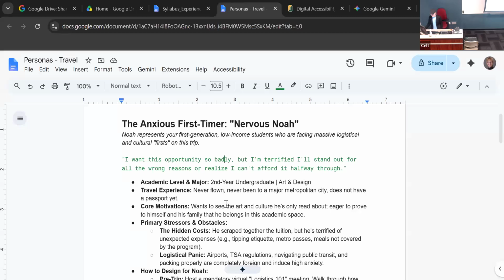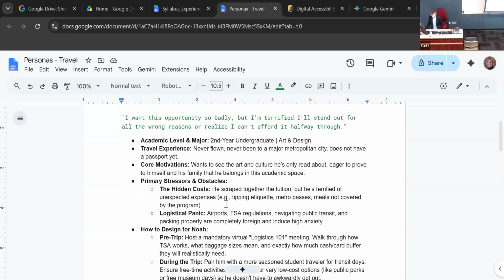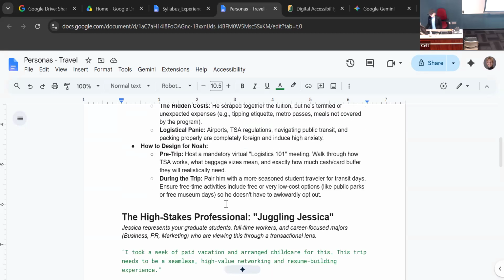So it gave him a major. It talked about travel experience, some of the motivations for going. So he's really excited about maybe seeing some of the things that he's seen in textbooks, but seeing them in person. And then some obstacles that he might face, like those related to logistics or just not having gone through the TSA, for example, and all those unknowns. And then some tips about what we might design for a student like this, like a logistical one-on-one meeting, and some other opportunities maybe to pair up with a more seasoned student traveler.